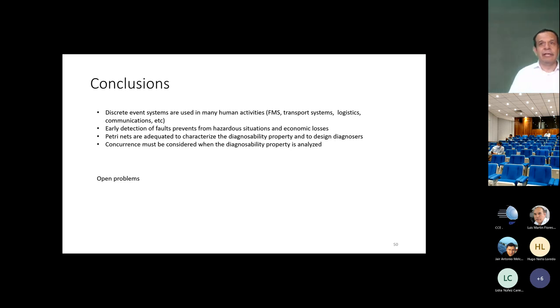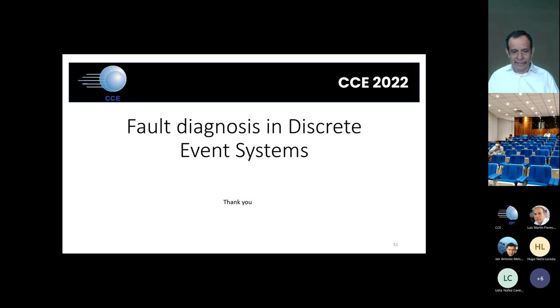As an open problem, all the characterizations that I showed you before are only sufficient conditions that I am presenting. We don't have enough necessary conditions. So we need to do a lot of work in order to obtain a better characterization than the one that I presented before. So that's all for me.